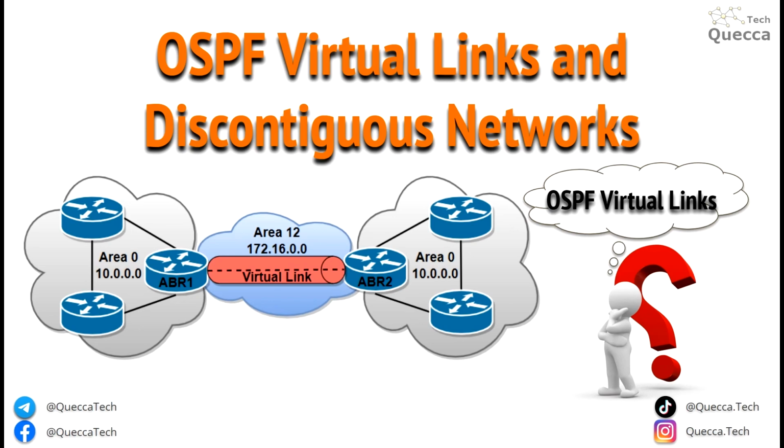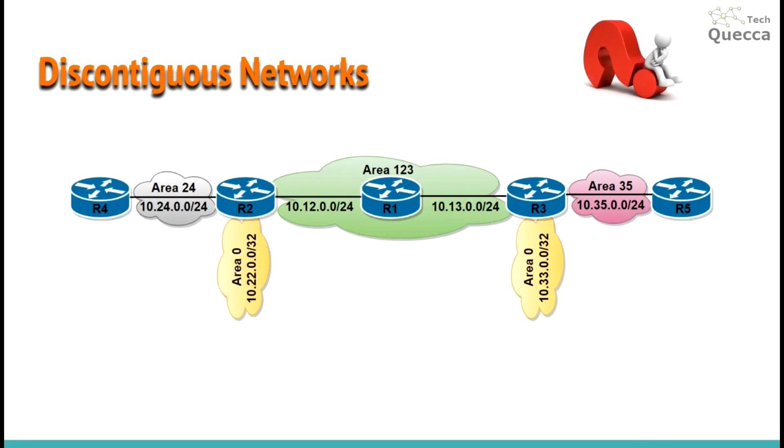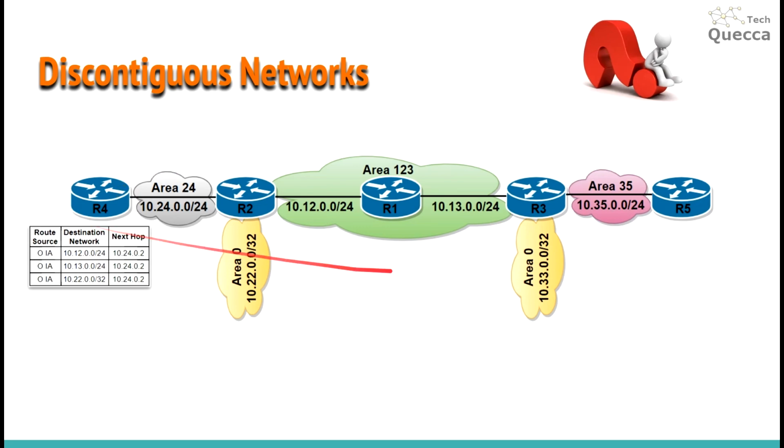So let's talk about it. What are discontiguous networks? Let's review this example. In our example, traffic from area 24 to get into area 35 needs to cross non-backbone area 1 to 3. So networks are discontiguous if inter-area traffic needs to cross a non-backbone area. And in this case, because of the logic of how ABRs work, router R4 doesn't have routes to networks 3.3 and 3.5.